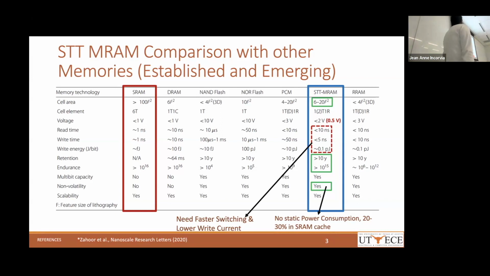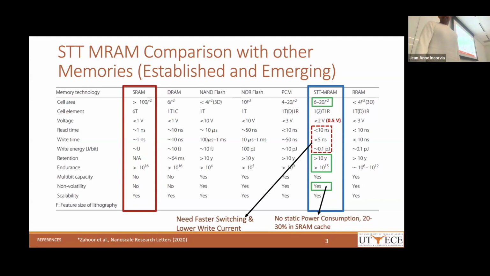It's non-volatile, which means it doesn't draw any static power when it's not in active use, whereas SRAM draws like 20 to 30% write power while not actively in use. Okay, but despite all these advantages, we have very high latency, which is like 10x compared to SRAM, whereas SRAM takes 1 nanosecond to write and read, STT-MRAM takes around 10 nanoseconds.